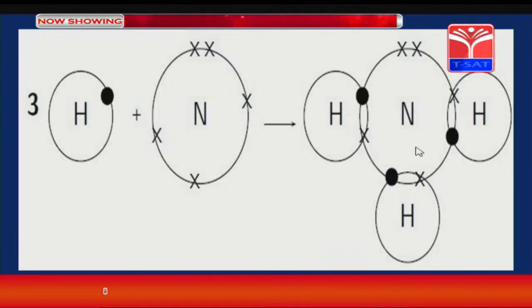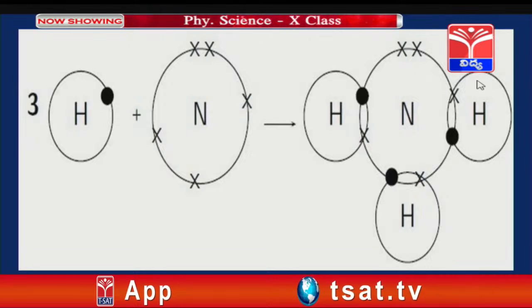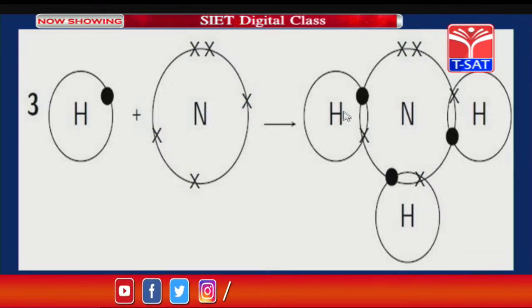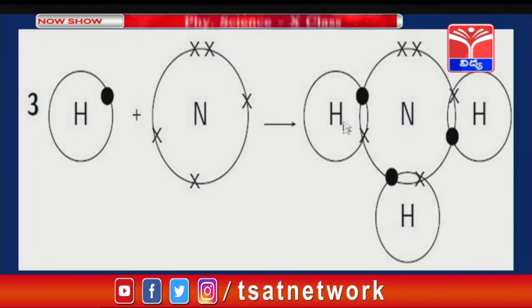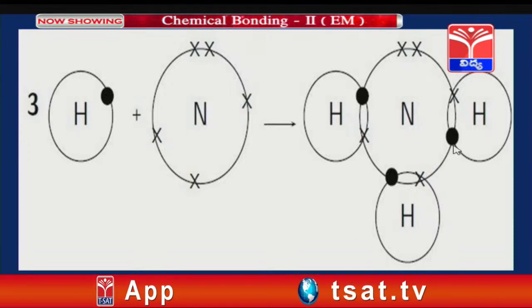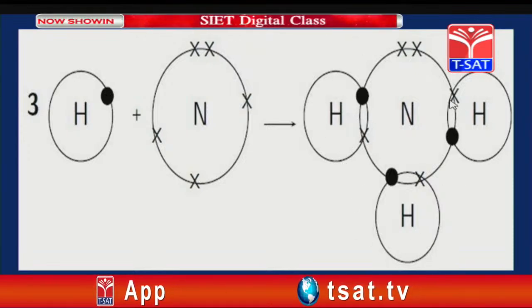So a hydrogen atom is contributing 1 electron and sharing 1 pair of electrons with one electron of nitrogen. So nitrogen is contributing 1 electron to this hydrogen, 1 more electron to this hydrogen and 1 more electron to this hydrogen. And so nitrogen is sharing 3 pairs of electrons, 1 each contributed by a hydrogen atom. So nitrogen has now attained octet configuration, and hydrogen has attained duplet configuration.